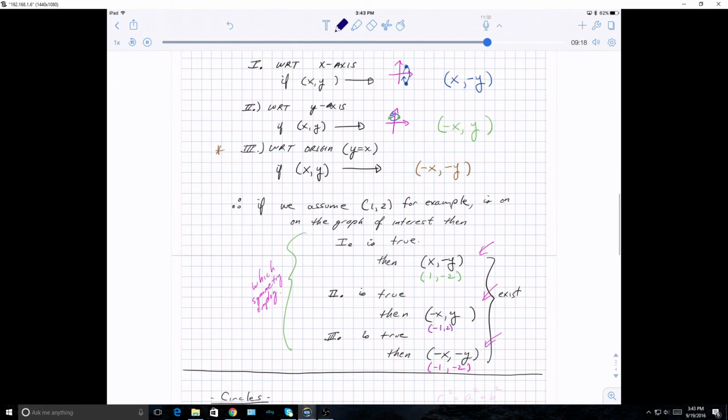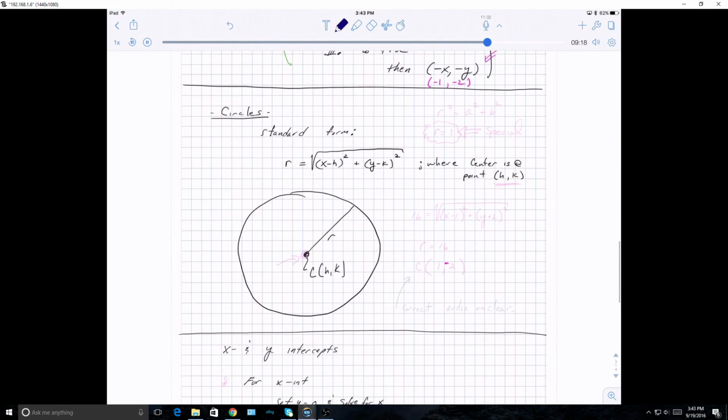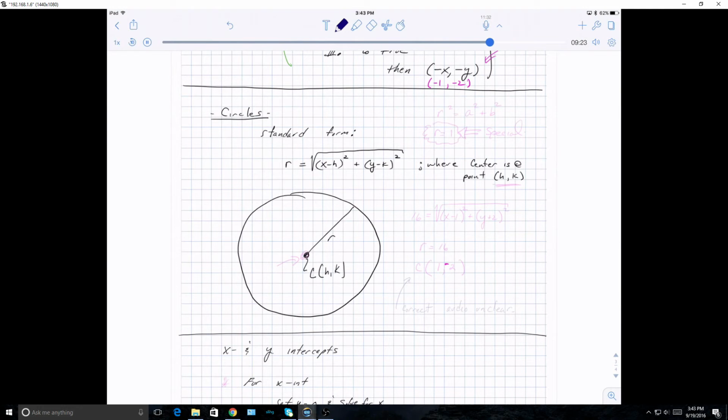Alright, let's look at circles real quick. No real secret to circles. Circles are the Pythagorean theorem in disguise. If you can see this, r squared is equal to a squared plus b squared, in which case a is just x minus h and b is just y minus k. The added bonus of using this formula is knowing where the center point h, k is, which is nice.